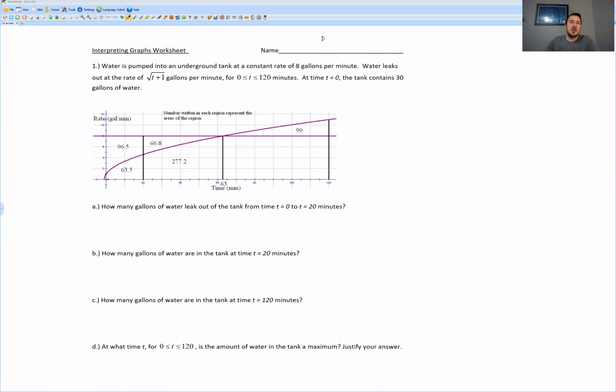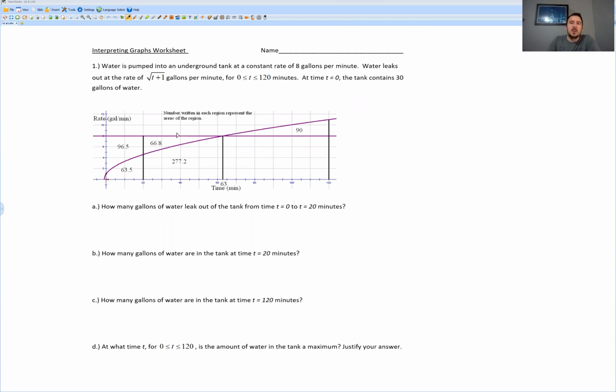All right, so interpreting graphs worksheet number one, I'm just going to go over this first question. You're going to realize that these problems are very similar to those velocity, total distance type questions that we had done earlier in the year. We're not going to ask where velocity is increasing or where something is slowing down, but the understanding of that is what's going to help you answer these questions.